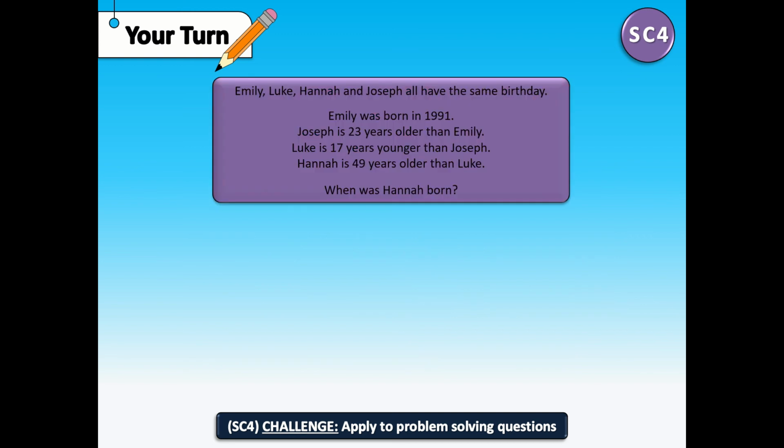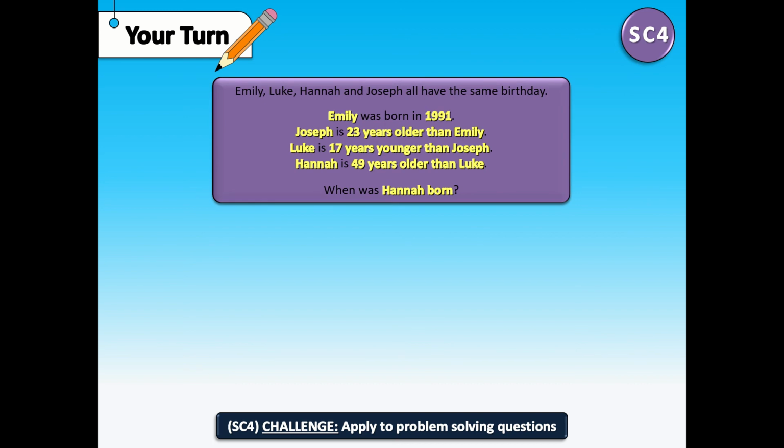Finally, the purple question. So Emily is born in 1991. So we highlight the key information. And Joseph is 23 years older than Emily. So we need to take off 23 from 1991. So Joseph was born in 1968.